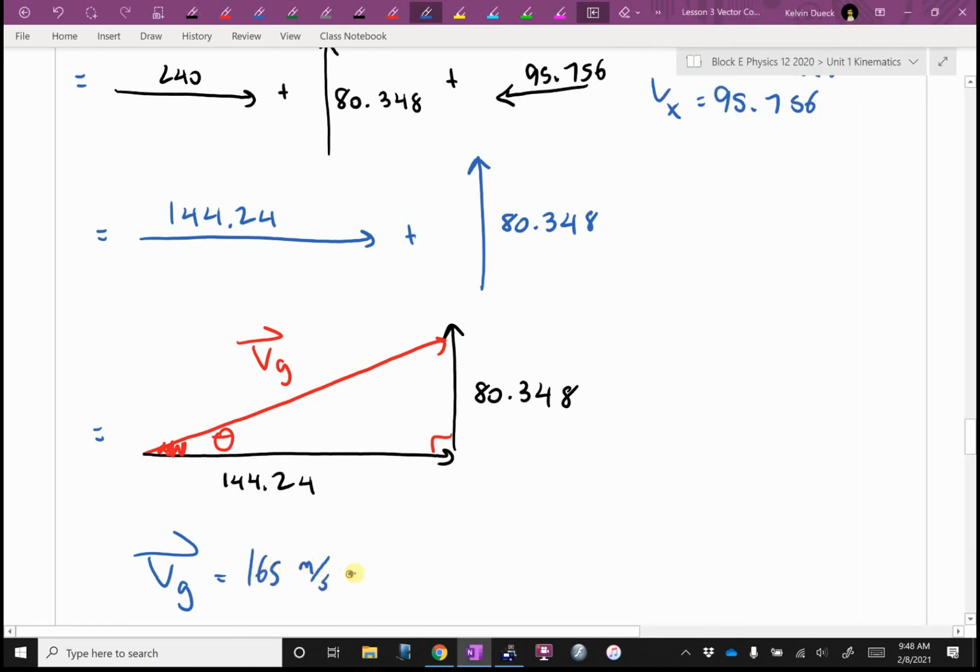Meters per second at, opposite adjacent, tan theta equals 80.348 over 144.244.